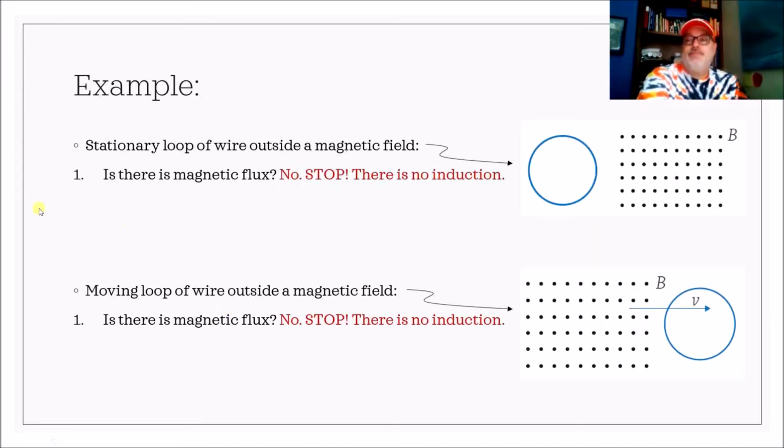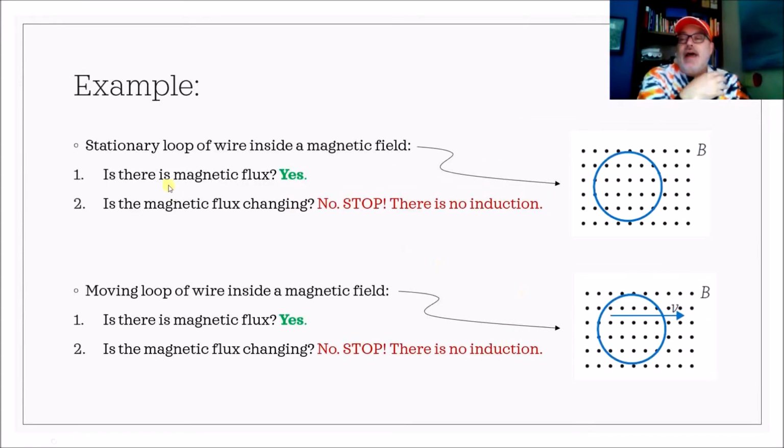So let's practice. So here is a stationary loop outside of a magnetic field. First question, is there flux? No. Stop, move on. Okay, next one. What if we have a moving loop, but it's outside the magnetic field? First question, is there flux? No. So no current.